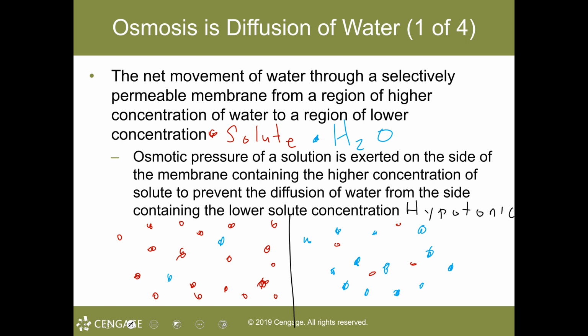So I say again, this right-hand side is hypotonic because there are more water molecules there than there are solute molecules, a hypotonic solution. So on the left, class, that solution would be hypertonic, because there are more solute molecules there than there are water molecules, hence the word hypertonic.